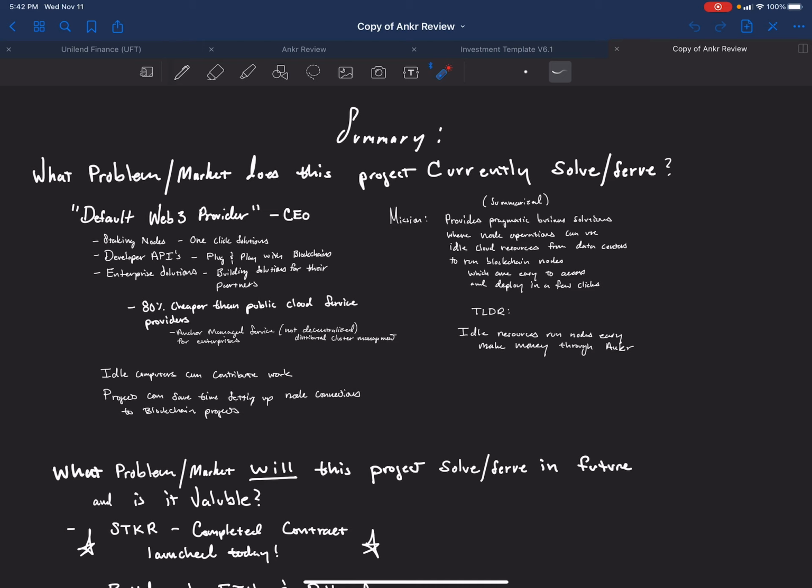However, if you use ANKR, they have some easy APIs for your project. You can just connect right to any blockchain, and ANKR helps you to do that. They have developer APIs, plug and play with the blockchains.